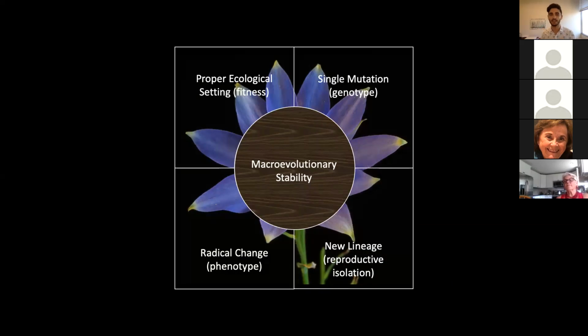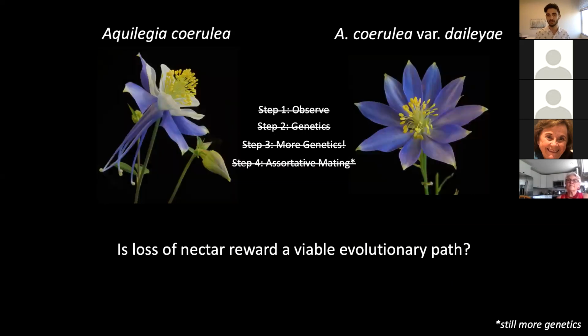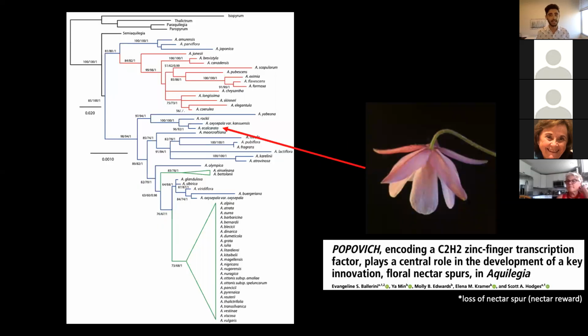And lastly, what we want to look at is, is this a stable transition? Is the loss of a nectar reward, the loss of a petal, a pollinator reward, a viable evolutionary path? Well, we know at least one time in Aquilegia it happened. This is Aquilegia calcarata. This is the lone spurless species of columbine, and you can see it's smack dab in the middle of the phylogeny, so it's a secondary loss.